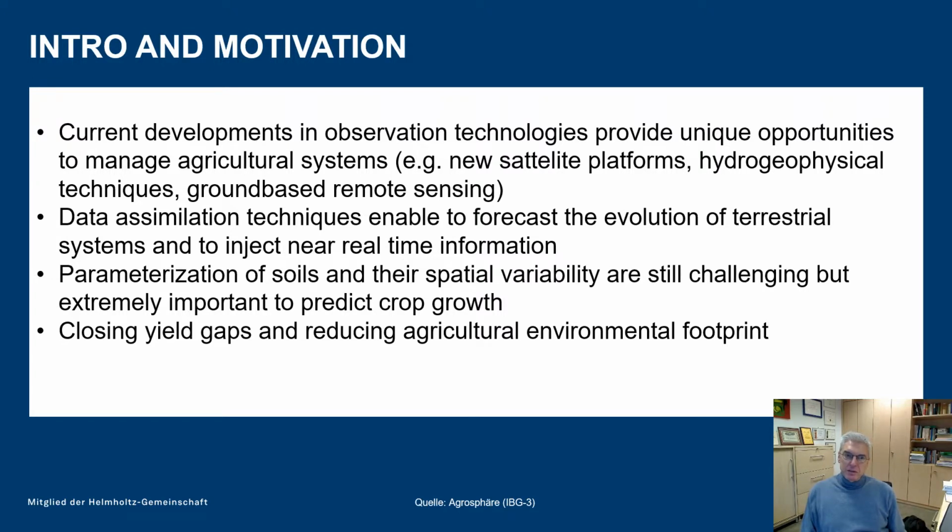Still, the use of these models is hampered by the parameterization of soils and their spatial variability, as it's still a big challenge, and it is extremely important to predict crop growth by knowing this information. And finally, closing the yield gaps and reducing the agricultural environmental footprint is at stake, because if we want to close the yield gap, typically we have to intensify our management, and this might have negative impacts on the environment.